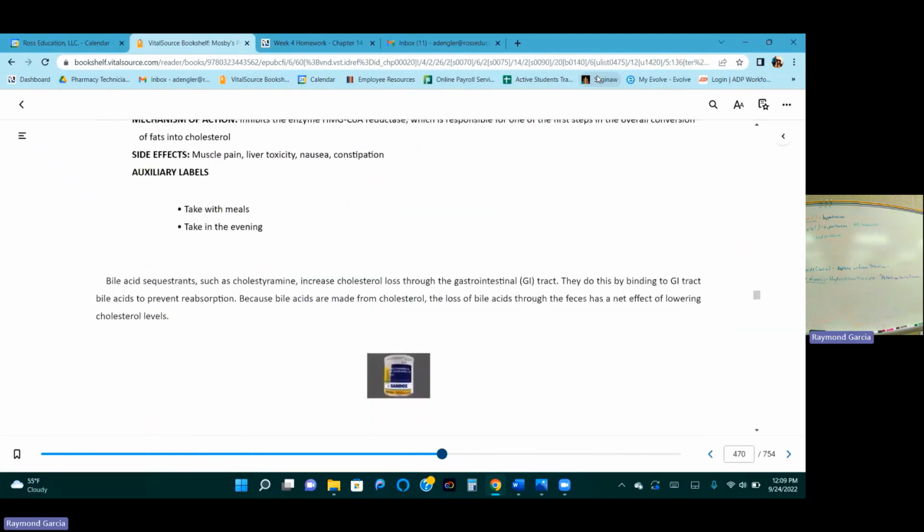Bile acid sequestrants such as cholestyramine increase cholesterol loss through the GI tract. They do this by binding to GI tract bile acids to prevent reabsorption. Because bile acids are made from cholesterol, the loss of bile acids through the feces has a net effect of lowering cholesterol levels.